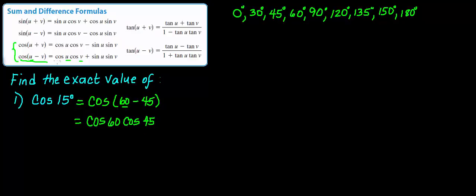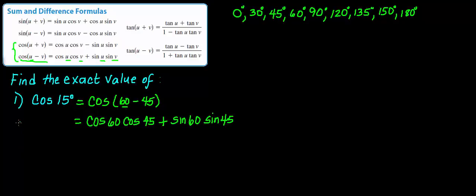Okay, so far I've done half of this formula. Now it says plus, so I write plus. Now it says the sine of u. Remember, u refers to the first angle, which in this case is 60. So sine of 60, and then times the sine of v. And v refers to your second angle, so that would be sine of 45.